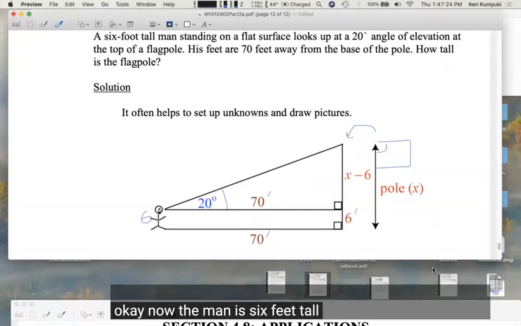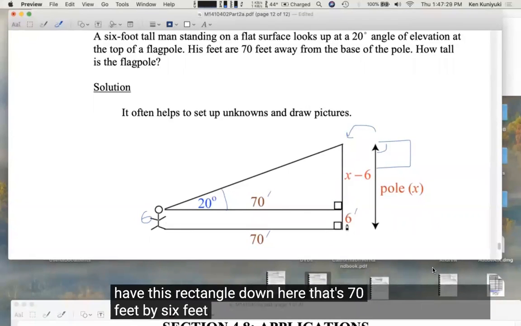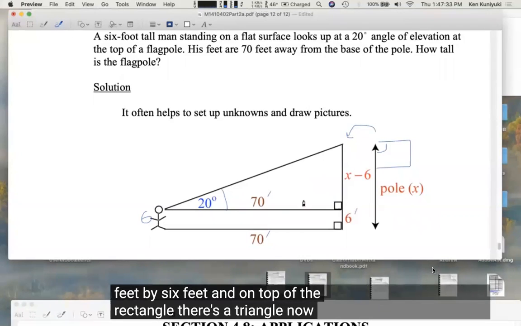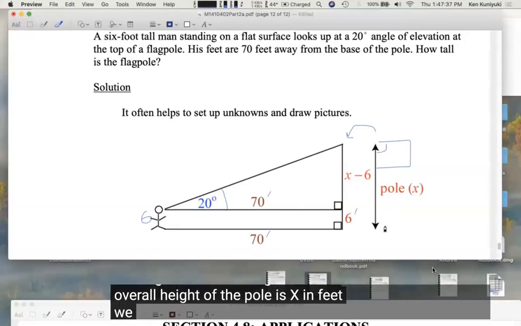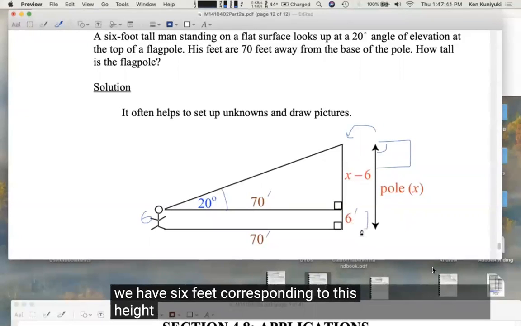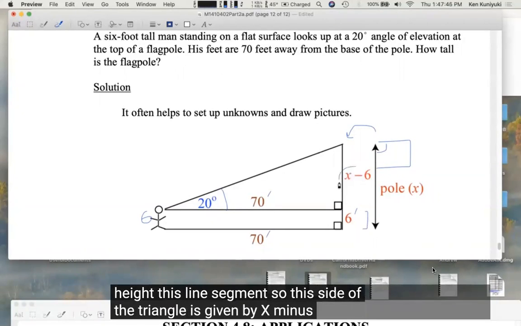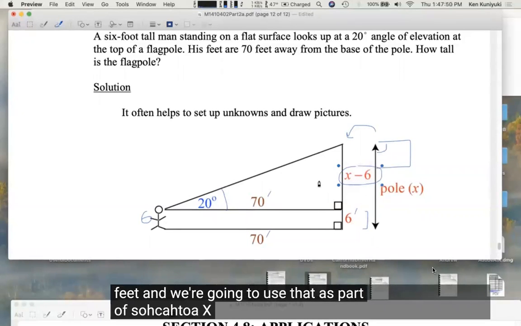Now, the man is 6 feet tall. So we have this rectangle down here that's 70 feet by 6 feet. And on top of the rectangle, there's a triangle. Now, the overall height of the pole is x in feet. We have 6 feet corresponding to this height, this line segment. So this side of the triangle is given by x minus 6 in feet. And we're going to use that as part of SOHCAHTOA. X minus 6 is the length of this leg for the right triangle.